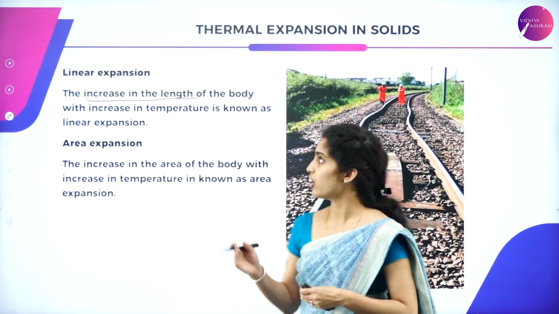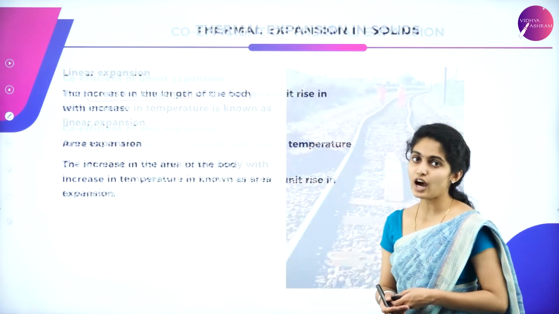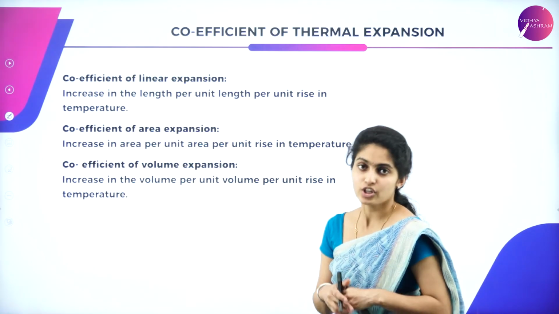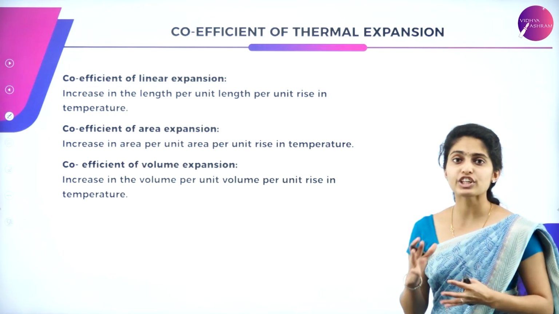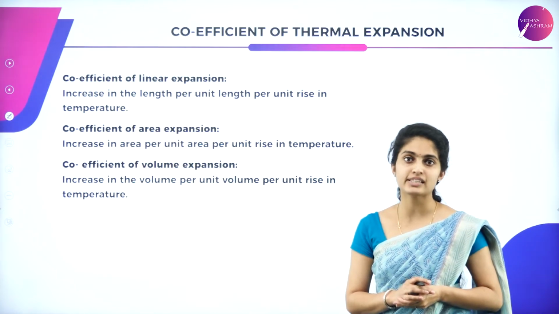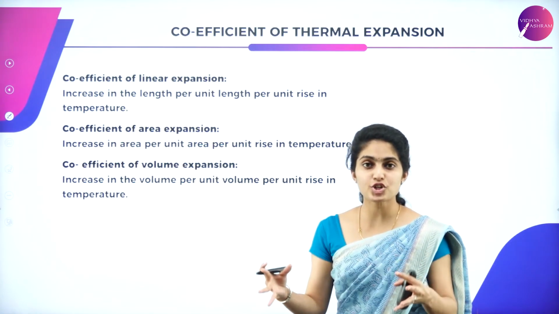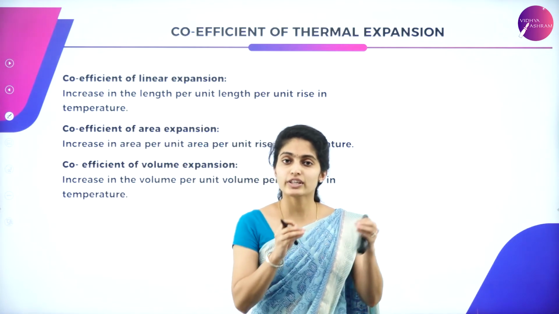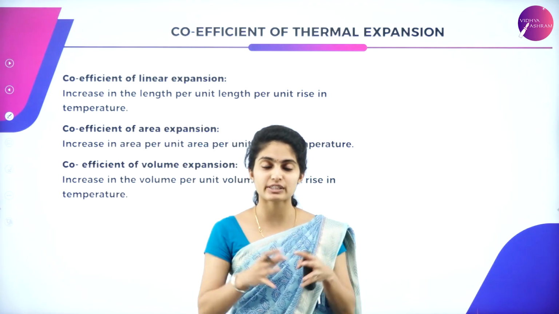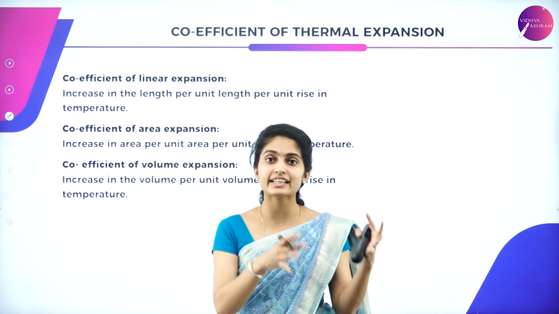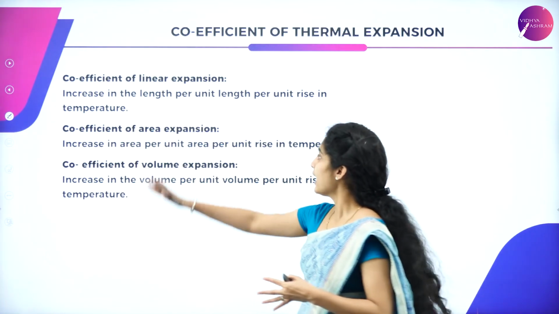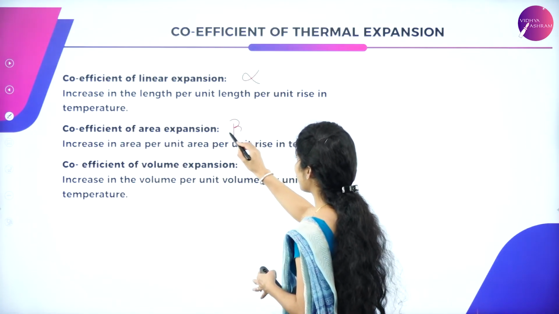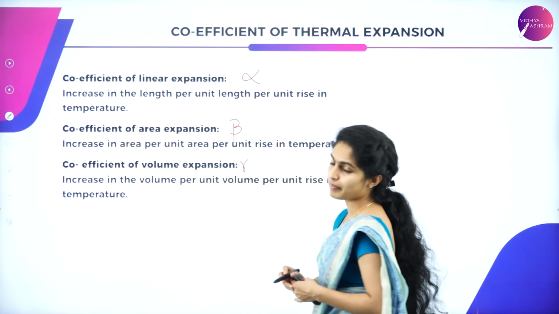So here ends thermal expansion in solids, after which we are going to study the coefficient of thermal expansion. We have studied the expansion linearly, with area expanding as well as volume expanding. So linear expansion, area expansion and volume expansion, three expansions, have their own coefficients, which are given by alpha, beta and gamma. Linear expansion is termed by alpha, area expansion by beta, and volume expansion by gamma.